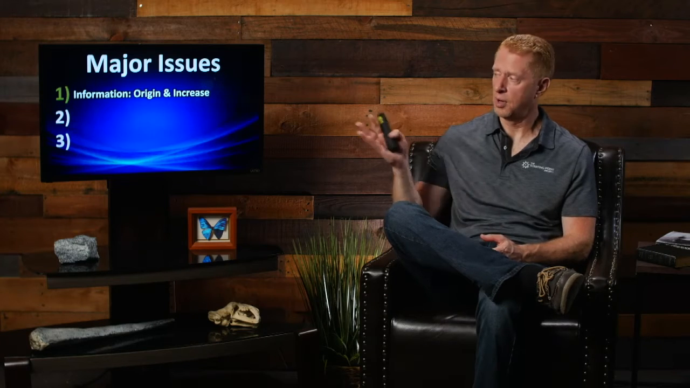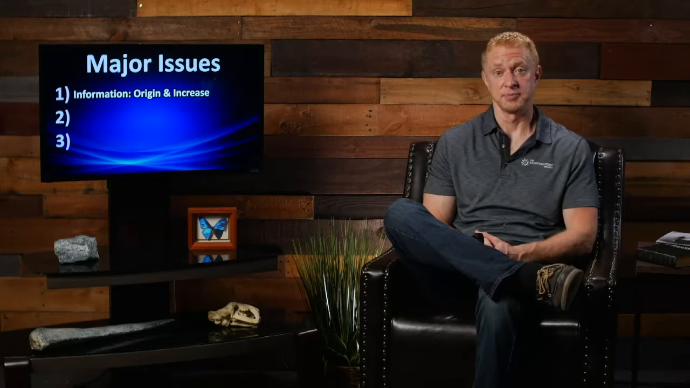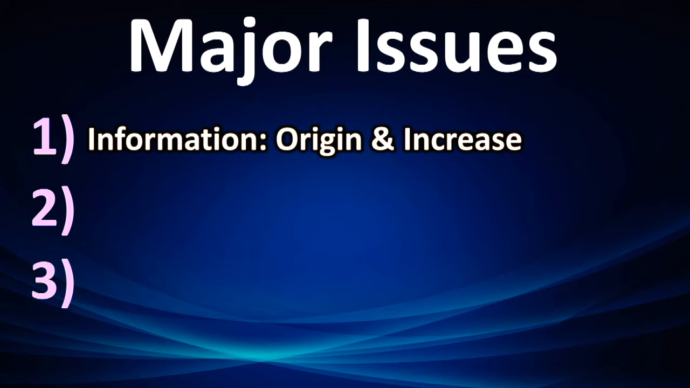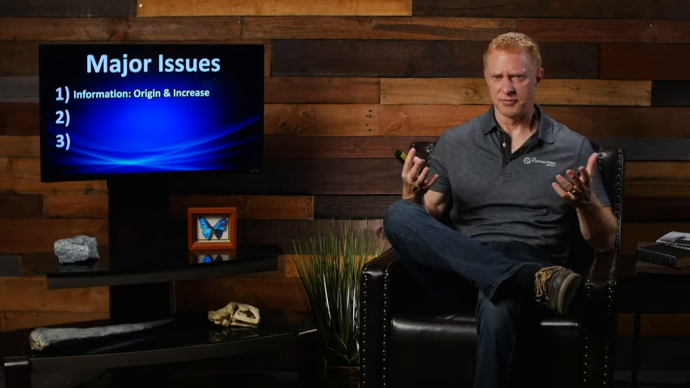Tonight's topic is going to be more major issues with evolution. This is part 4, the final one in the series. We've had 3 prior parts. Number 1, we talked about information, specifically the origin and increase of information. The problem there was, where does information come from?